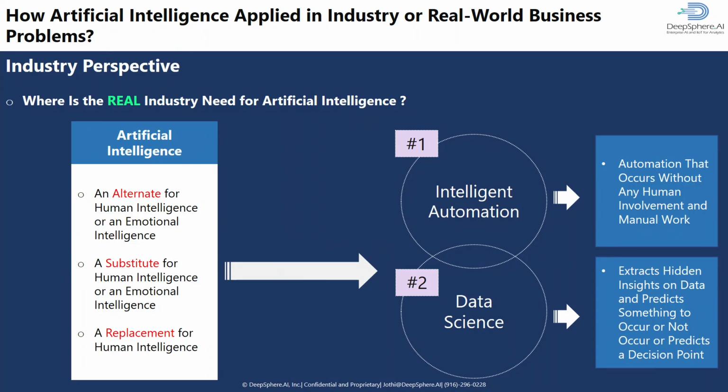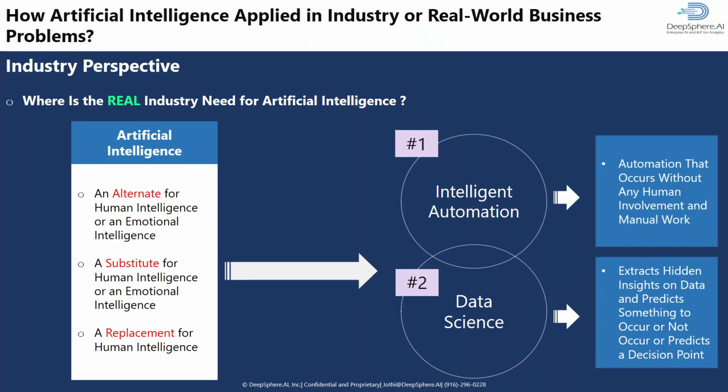How does it work in industry? This is a mystery. People say it does this, it does that. Simple. Only two things. Rest, please ignore. It has no meaning from an industry point of view. Using artificial intelligence, you can create intelligent automation, or you can create data science.